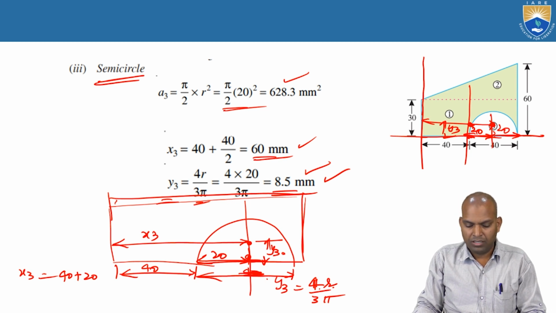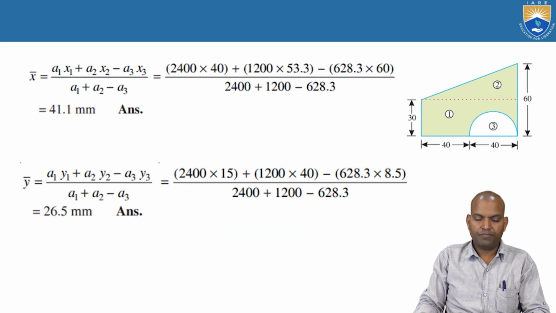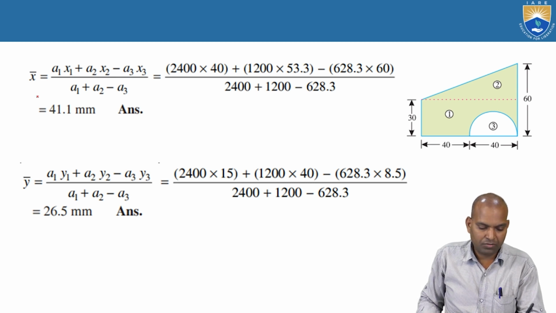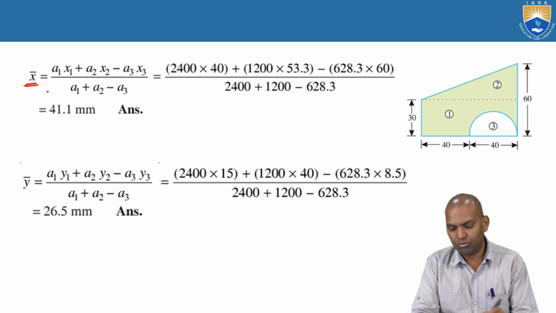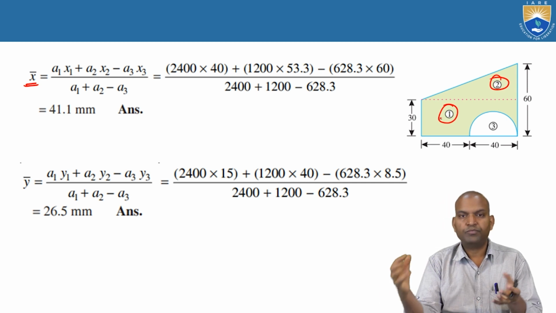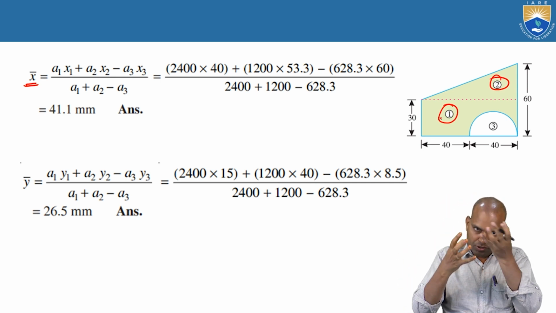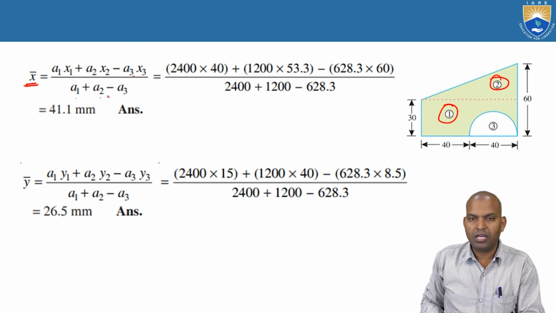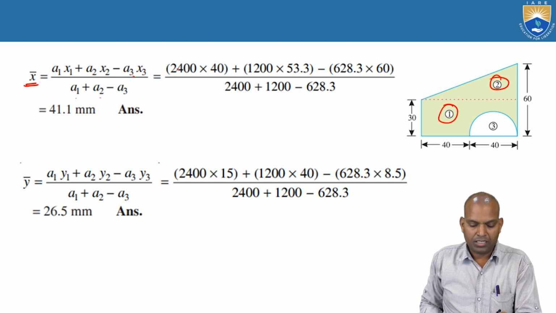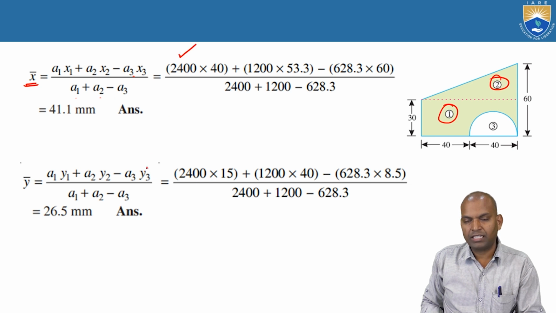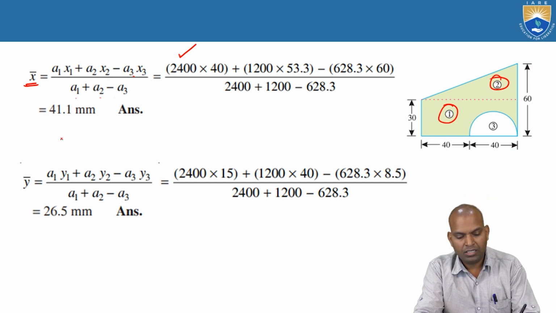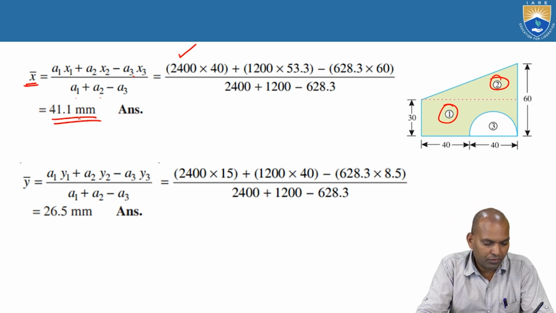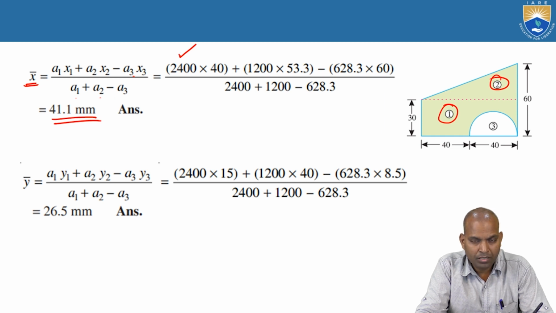Now, substitute. What is bar x equal to? A1 x1 plus A2 x2. These are the solid objects joined. We have to subtract which one? A3. That is A3 x3, by A1 plus A2 minus A3. Substitute here the values of A1 x1, A2 x2 and A3 x3. Then you will get the value of 41.1 millimeters.